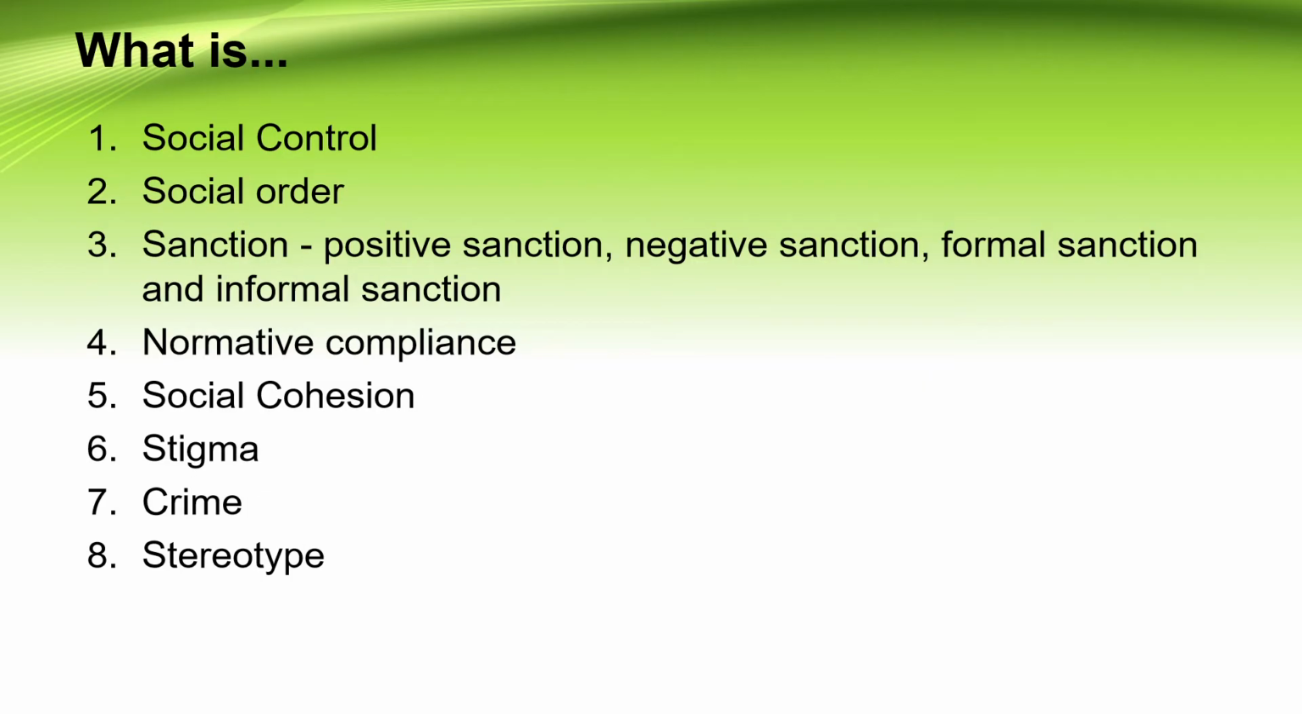Next, before we can actually move on with our next topics and learn more about deviance, let us first define the following words. What is social control? Social order, sanctions such as positive sanction, negative sanction, formal sanction, and informal sanction. Normative compliance, social cohesion, stigma, crime, and stereotype.